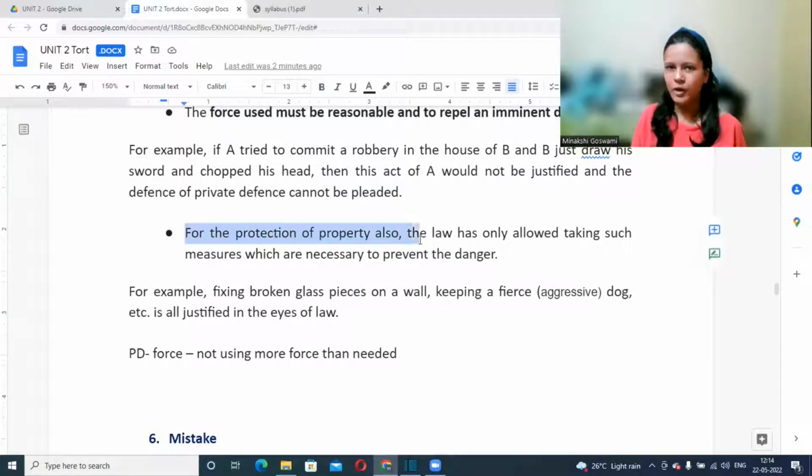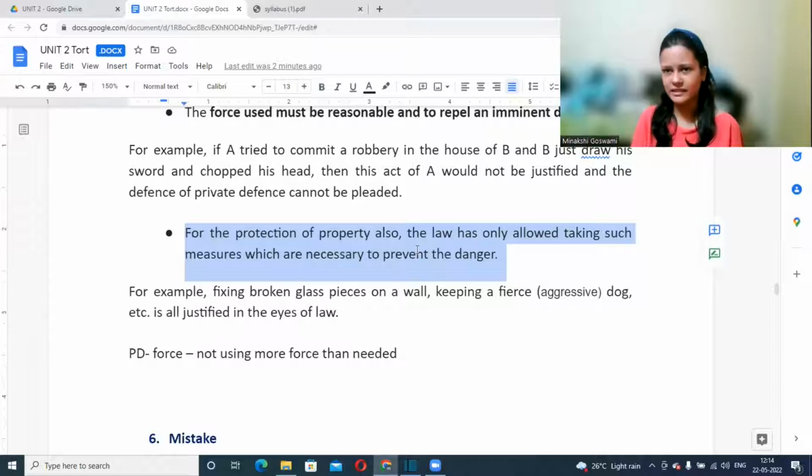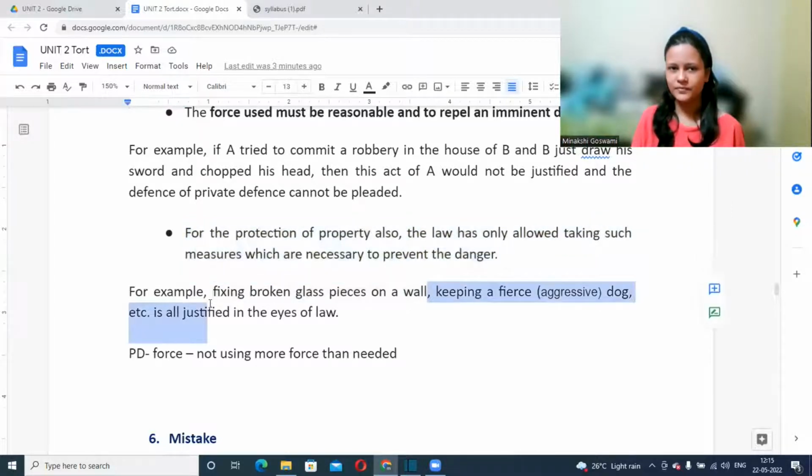For the protection of property also, law has only allowed taking such measures which are necessary to prevent the danger. In the case of property also, it should not happen that we are doing some extreme things. We can do whatever is reasonable, whatever is needed. Take, for example, there is an assumption that any moment there might be a theft, robbery, burglary or something. For that, people take precautions, like while sleeping, they would lock their gate, main door and everything. They will lock their windows and stuff. That is nothing but a step that you are taking. There are steps like fixing broken glass pieces on the wall. Have you seen that? On the boundary wall, they would fix broken glass pieces.